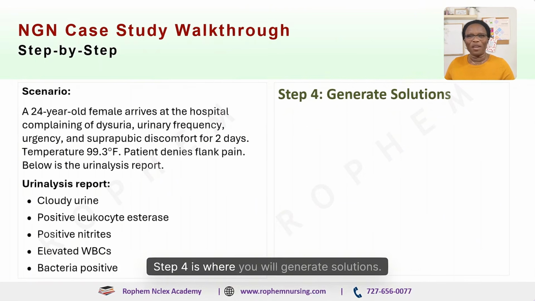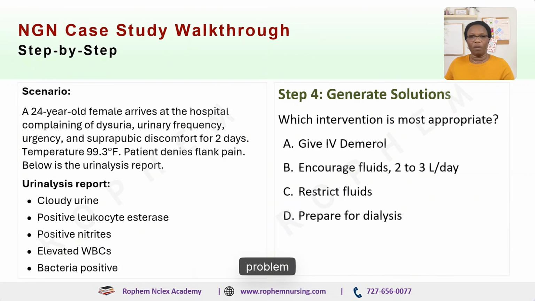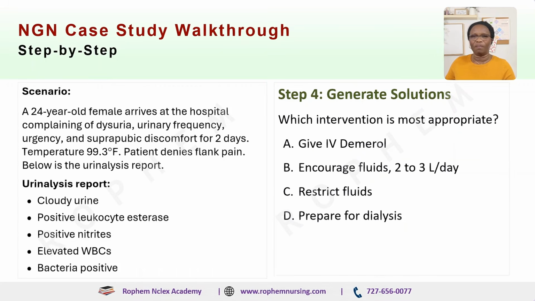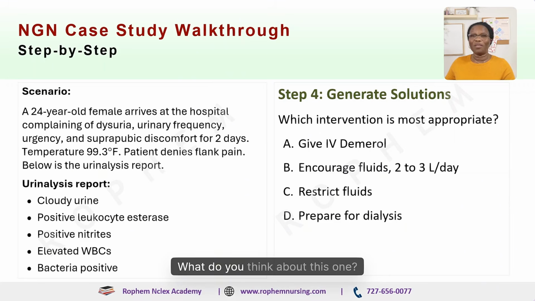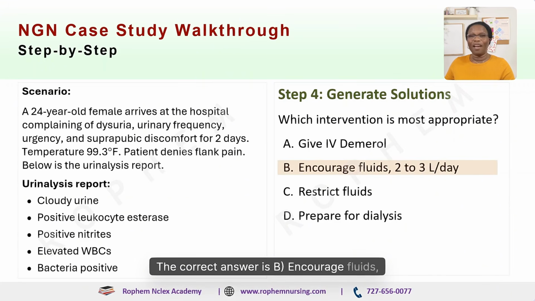Step 4 is where you will generate solutions. You will come up with solutions to the health problem identified previously. Which intervention is most appropriate? Answer choice A, give IV pain medication. B, encourage fluids 2 to 3 liters per day. Answer choice C, restrict fluids. D, prepare for dialysis. What do you think about this one? The correct answer is B, encourage fluids 2 to 3 liters per day.